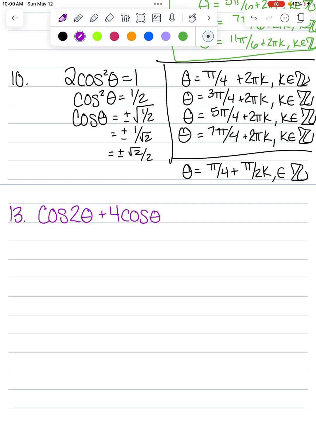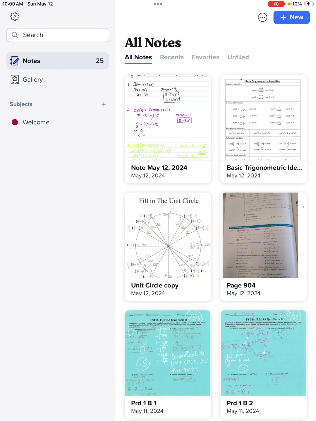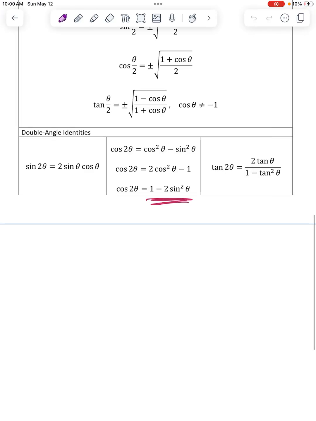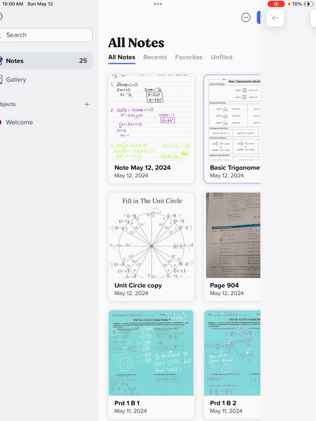Cosine 2 theta plus 4 cosine theta is equal to negative 3. Okay, so I'm going to be using an identity here because I have theta and 2 thetas, and I don't like having that. It's cosine of 2 theta. Since everything else in the problem is cosines, I'm going to use this one. It says 2 cosine squared theta minus 1.